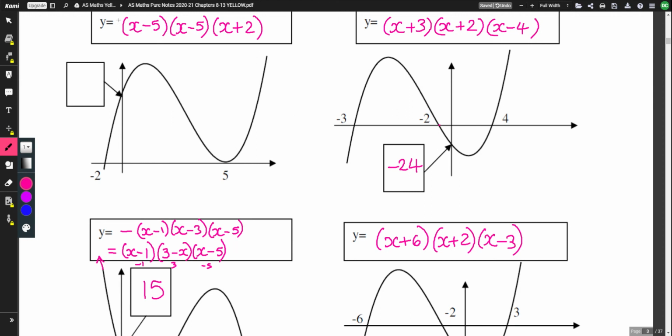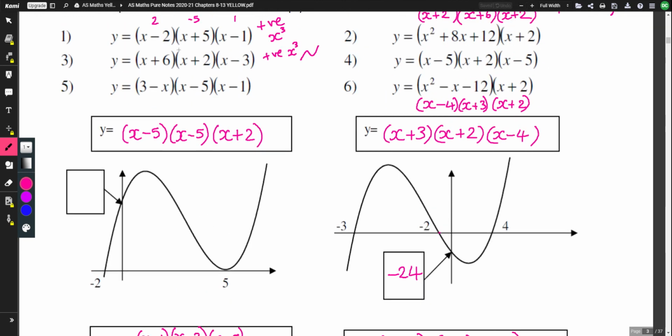Finally, again, there could be a number in front here. Could be a 2, could be a 3, could be 50 million. There could be a number in front. If we go back to the list and if we look at number 4, this is the one we've just drawn. X take 5 times another x take 5 times x plus 2. There's no number in front of the brackets. So now we can figure out where it goes to the y-axis. That's going to be -5 times -5 times 2, which is 50.